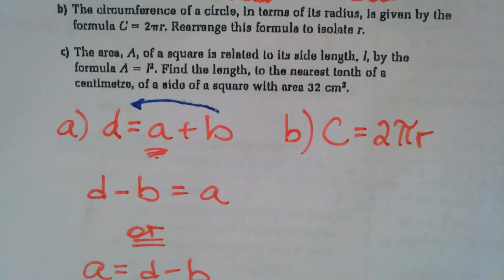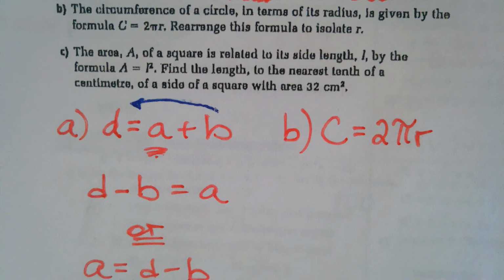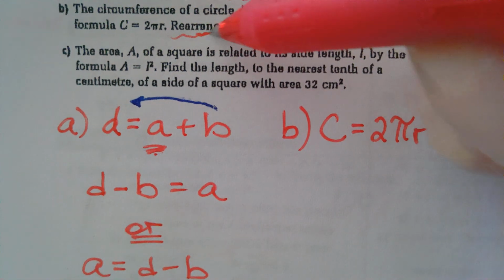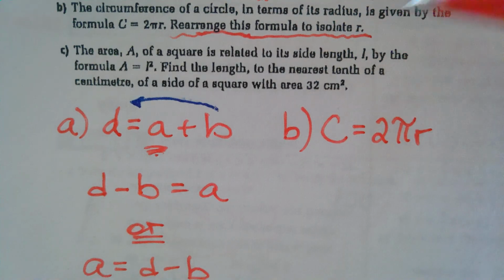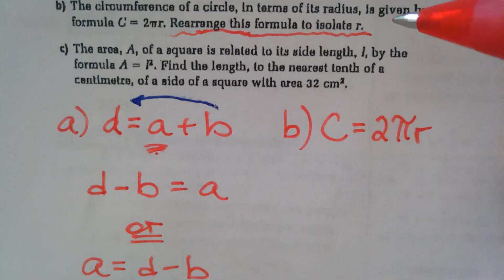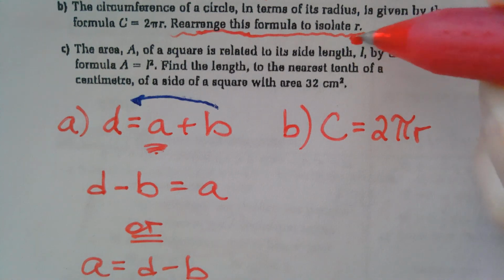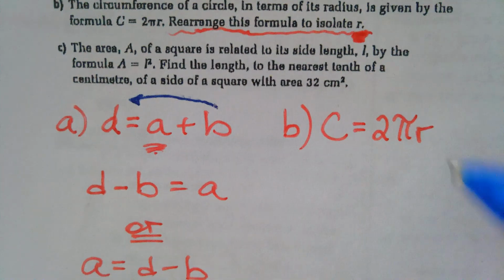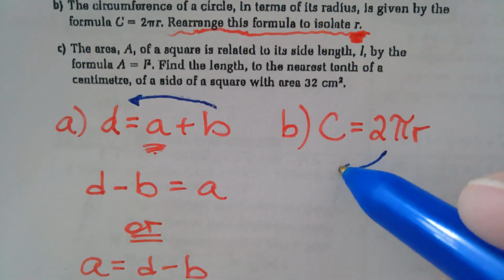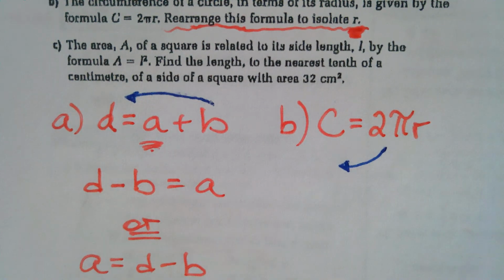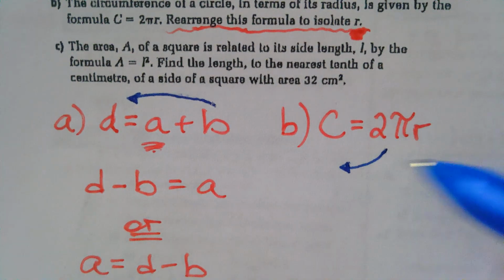Rearrange the formula to isolate r. So what do I want? Rearrange to isolate r, which means I want r equal. So the 2 and the pi go on the other side. Now notice here, I did minus b. What about this time? Sophia? Divided by 2 pi.